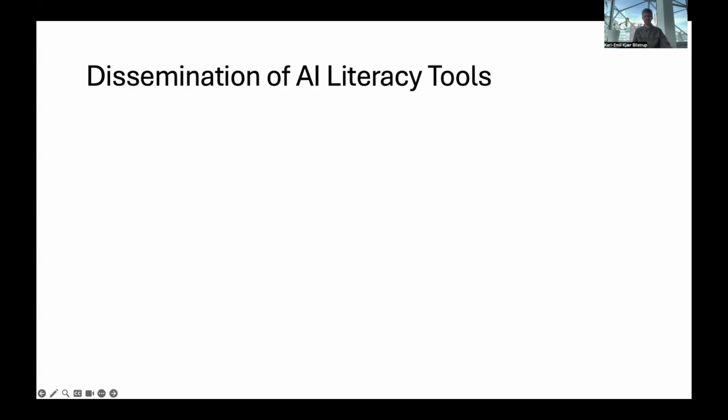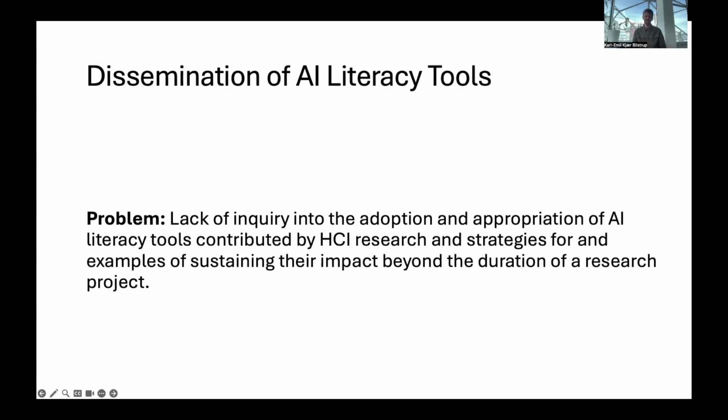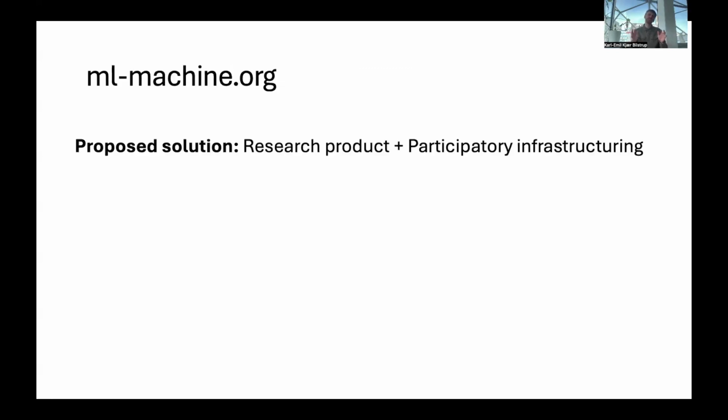However, as we elaborate in the paper, researchers have revealed a need for more inquiry into adapting and integrating these prototypes within educational practices and infrastructures, and strategies and examples of sustaining their impact beyond the duration of the research project. In this paper, we investigate how a research product approach combined with participatory infrastructuring can sustain the impact of inventionist SIGCHI research on AI literacy in education.